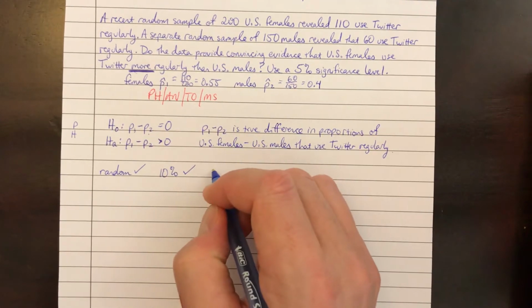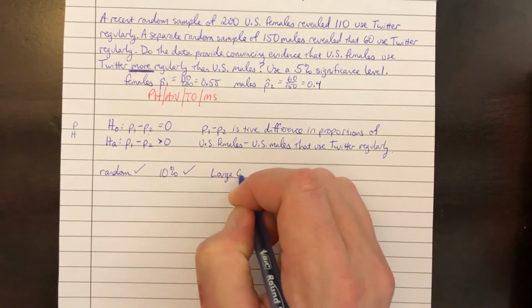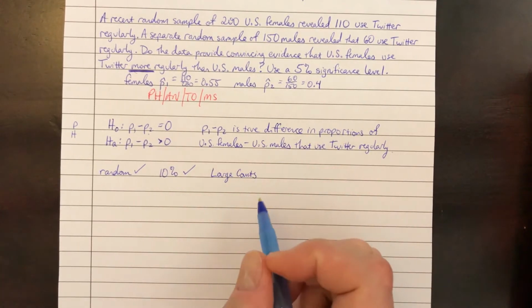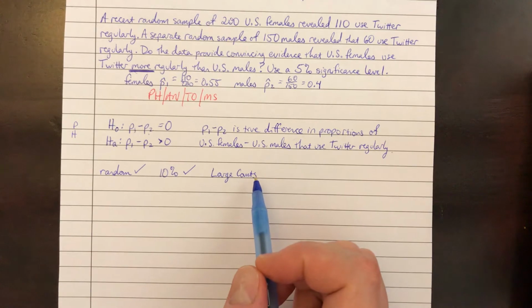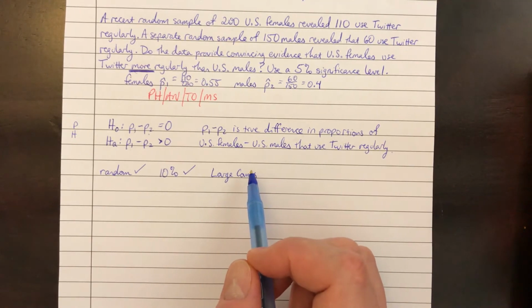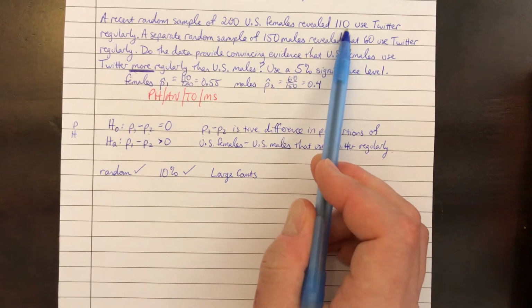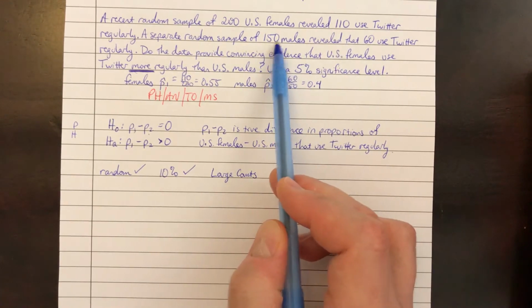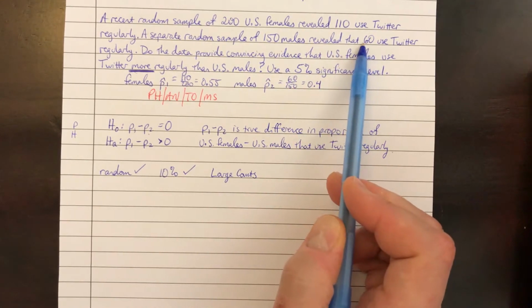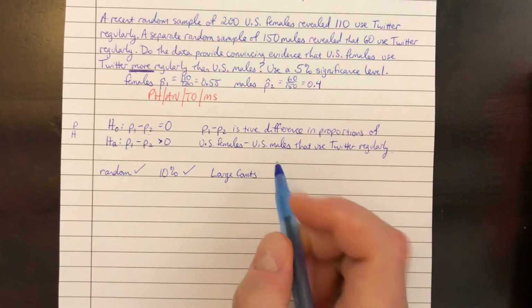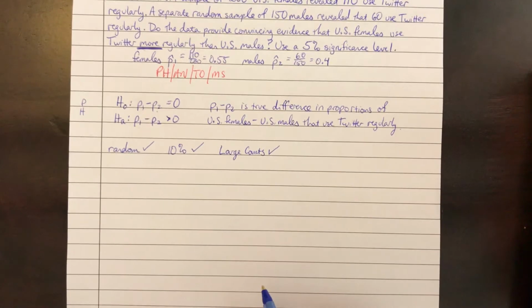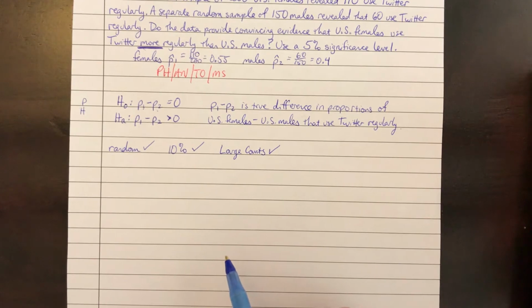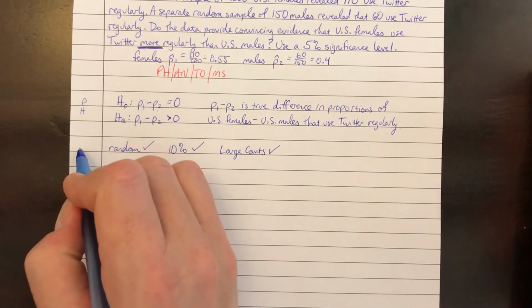And then because we're doing proportions, we're looking at the large counts condition, that the number of successes and failures has to be greater than or equal to 10 for both male and female. For the females, we have 110 that use Twitter. That means 90 do not. Both of those are greater than or equal to 10. And then for the males, we have 60 that use Twitter and 90 do not. Those are greater than or equal to 10. Okay, so we showed those in the other video. So that is the assumptions.